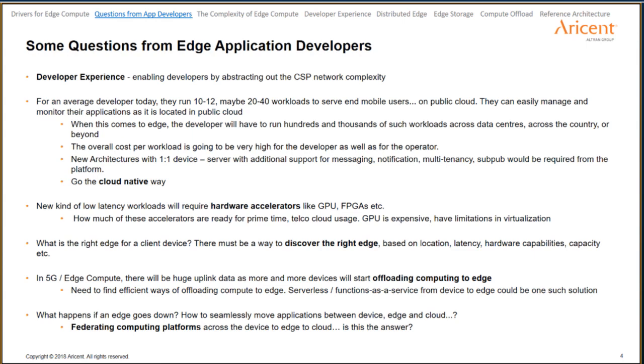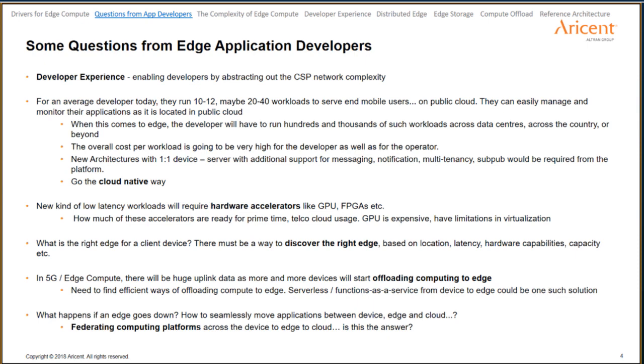So A, we have to figure out the right edge compute dynamically, and this need not necessarily be the service provider network always. It could be a local network or the city network, a city data center. It could even be the public cloud based on location. So there must be a way to discover the right edge, or to provide a seamless experience to the end user based on location, latency, maybe hardware capabilities that the application requires, capacity of the edge compute in question, and on all of the above, maybe. So that's the other problem that perhaps we need to solve as a community.